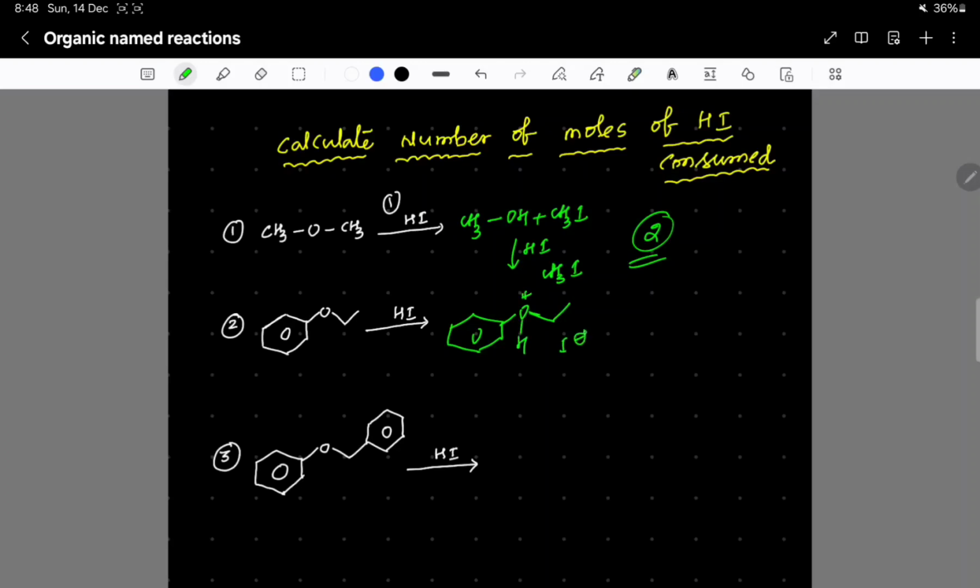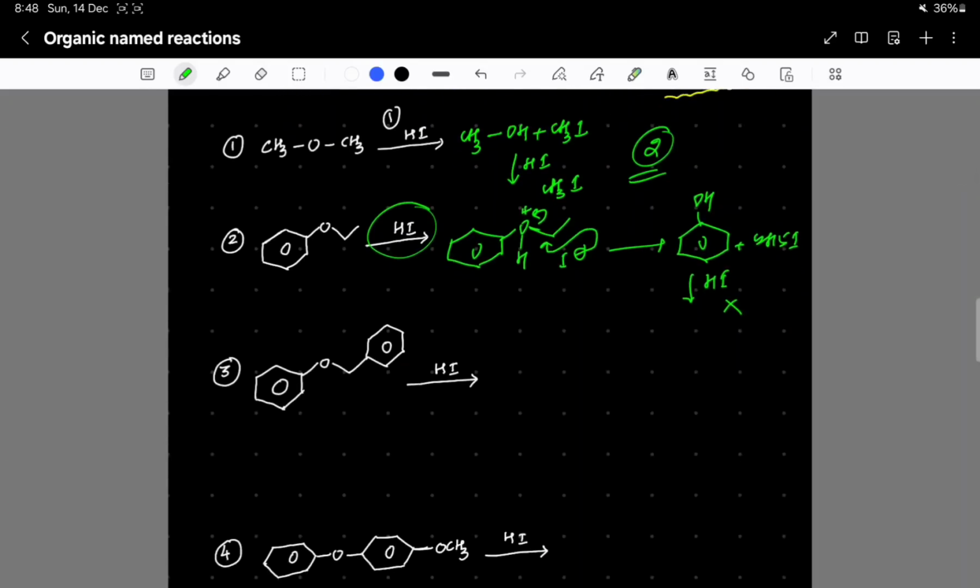Now I minus will come, student. I minus has only one possibility. Now this phenol again cannot undergo any further reaction. The reaction stops here only. So there is no further HI reaction. Therefore, only 1 mole of HI is required here.